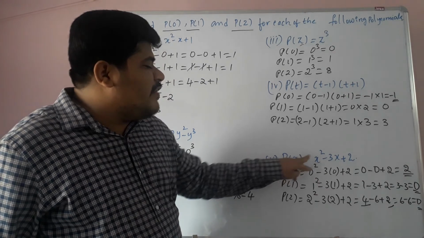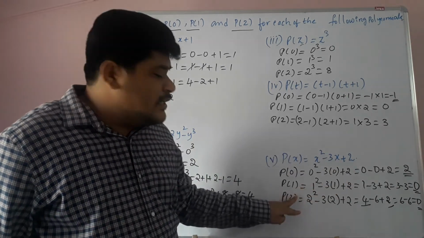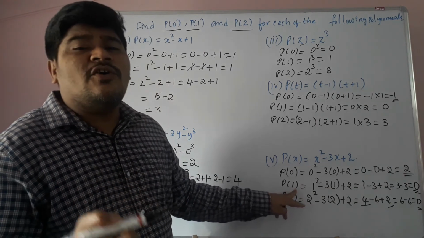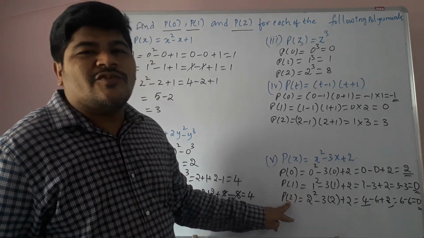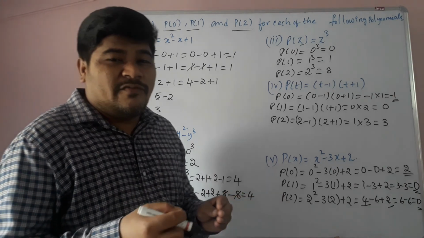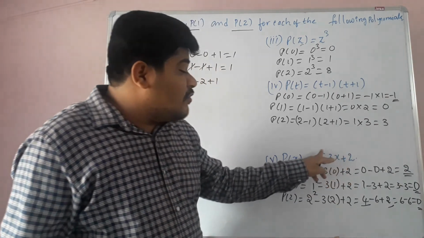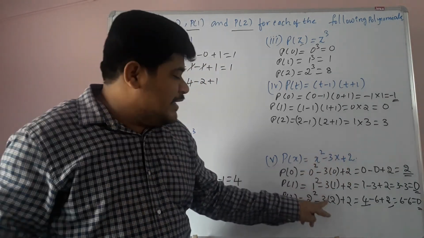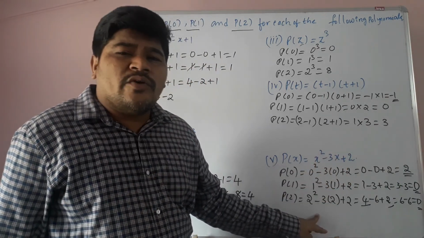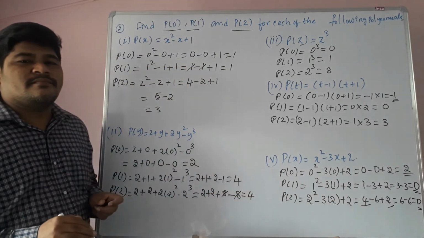So to this P of x is equal to x square minus 3x plus 2, x is equal to 1 also 0 and x is equal to 2 also 0. So already we discussed, a polynomial will have at most number of zeros equal to its degree. Degree is what? To this polynomial 2. So it has 2 zeros. Okay. So students, in this way we will solve this problem.